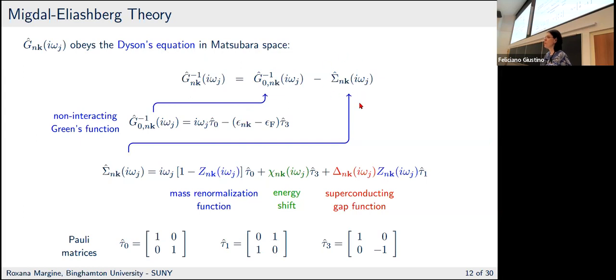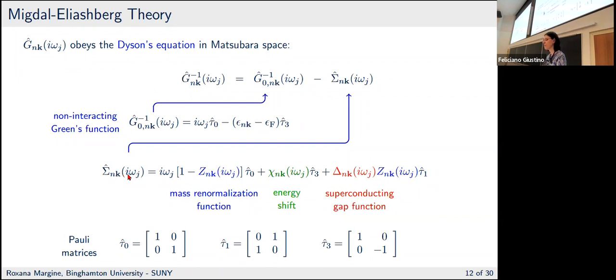And for sigma, as it is going to become evident in the next slide, we rewrite it as a linear expansion, again in these Pauli matrices, as a function of 3 terms. So this Z is the mass renormalization function. That's the same kind of quantity that was introduced yesterday. This chi is nothing else but a simple energy shift. And this delta is our superconducting gap function.